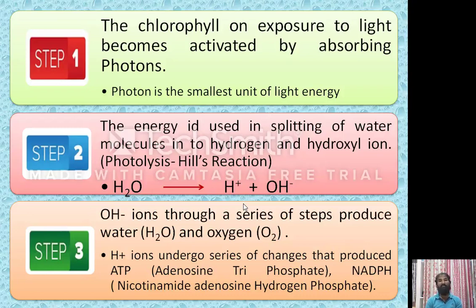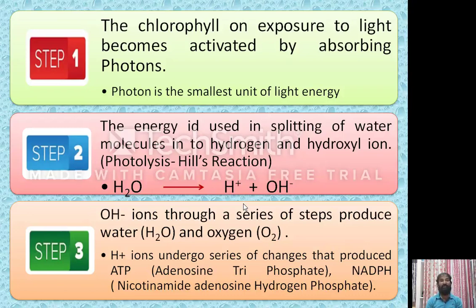Photons are the smallest unit of light energy. These photons are absorbed by the chlorophyll, and what happens? The chlorophylls are excited. So remember, in the first step the chlorophylls, on exposure to light, become activated by absorbing photons, the smallest units of light energy.